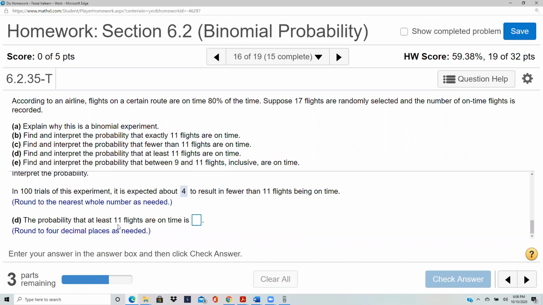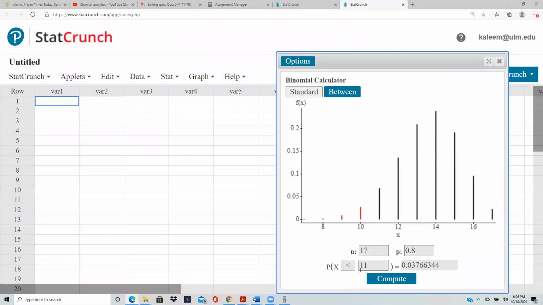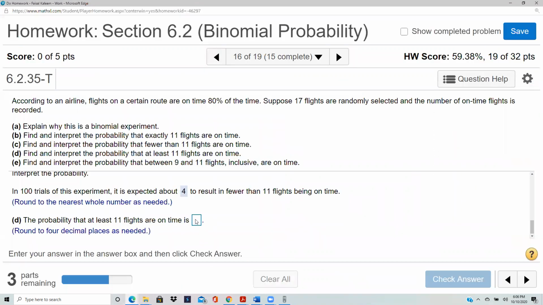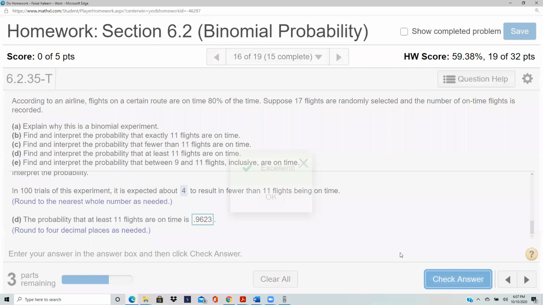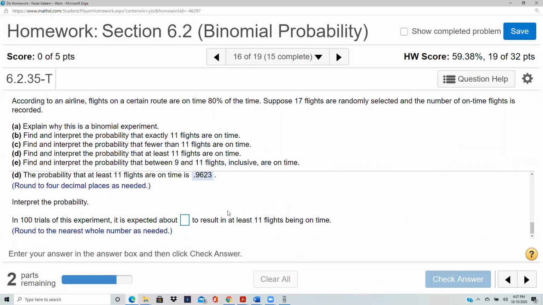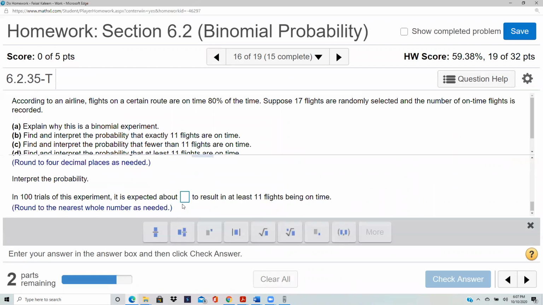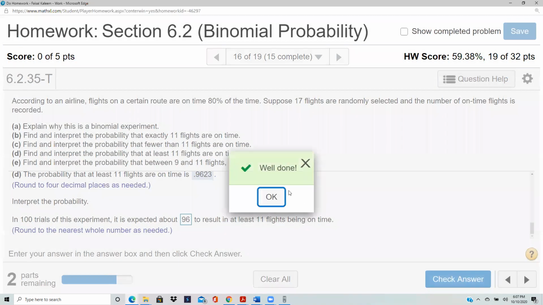And then at least 11 means greater than or equal to 11. So you do greater than or equal to 11. So 0.9623. Times 100, so 96.23 is 96 to the nearest integer.